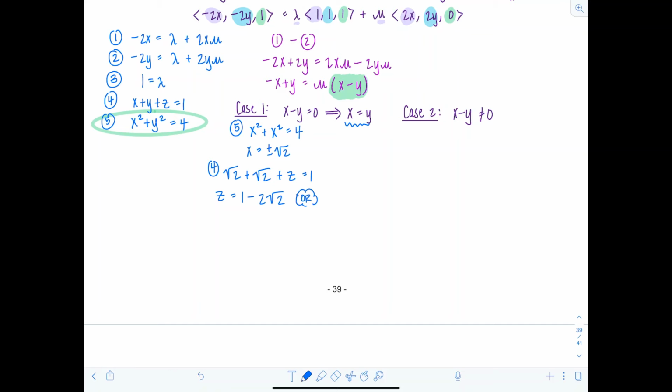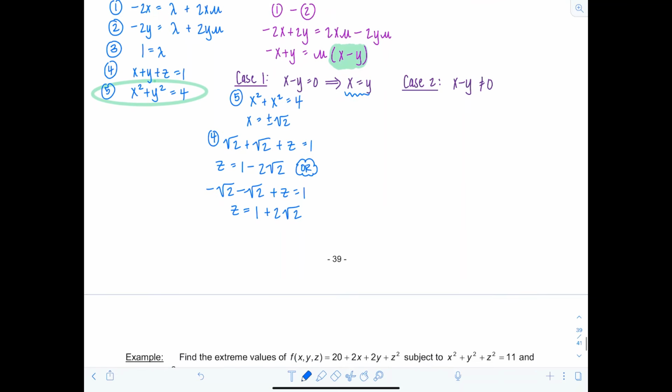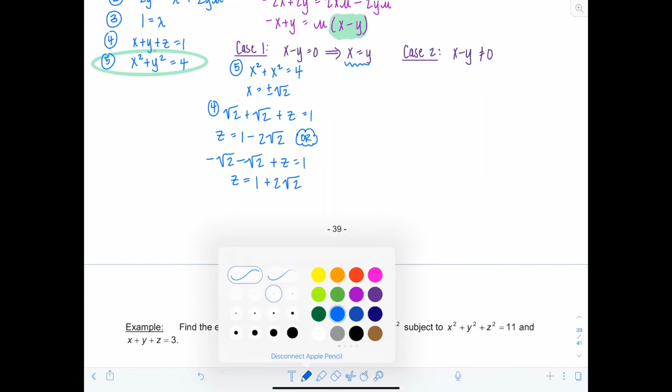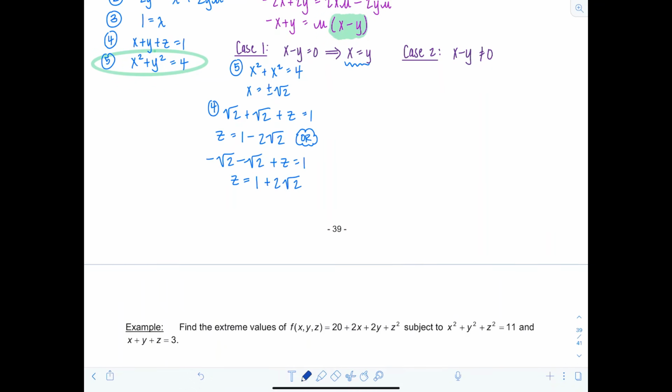Or, other possibility, remember, was for x to equal negative rad 2. So in that case, if x is negative rad 2, then y is also negative rad 2, plus z equals 1. So now z would equal 1 plus 2 rad 2. Okay, so those are two possibilities. What I'm going to have to do is evaluate the function at each of those ordered triples in order to determine if I have an absolute max or min in order to compare them, okay? So I'll save these for later. This is all of my options from case 1.